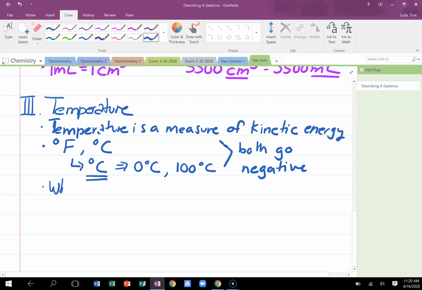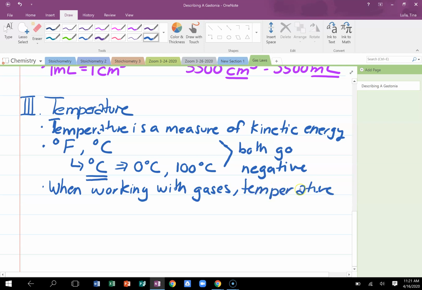So when working with gases, temperature is measured in Kelvin, which is represented with a capital K. Now, interestingly, temperature is measured in Kelvin, not degrees Kelvin. It's degrees Fahrenheit and degrees Celsius, but when we give a temperature in Kelvin, we don't say the word degrees. We just say Kelvin. Okay.